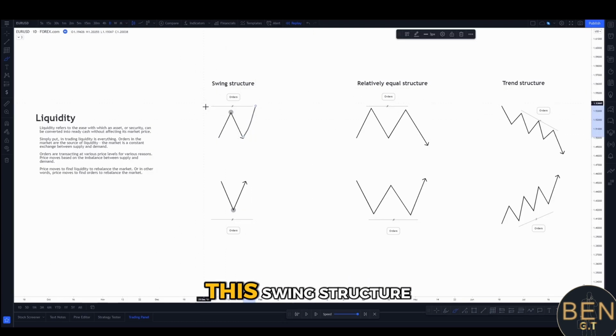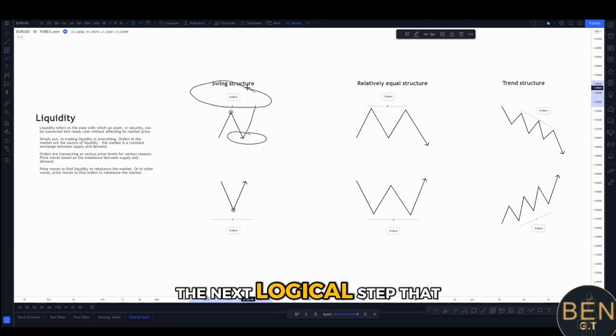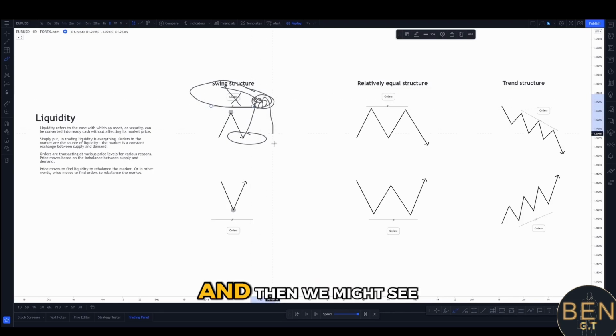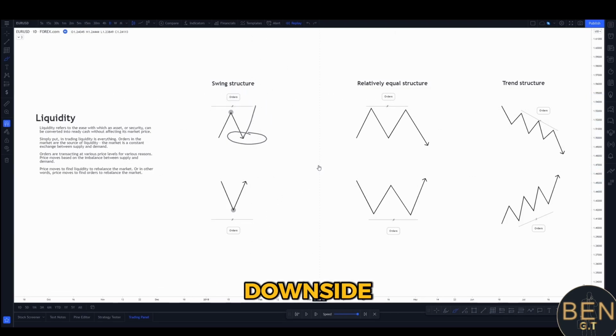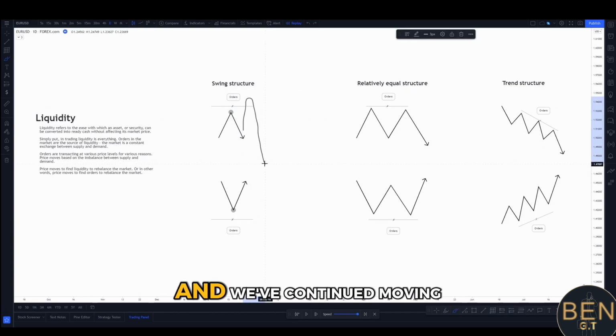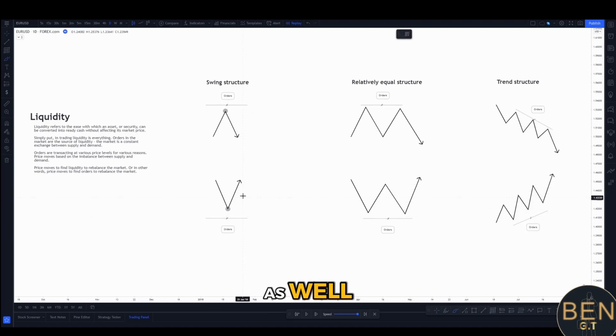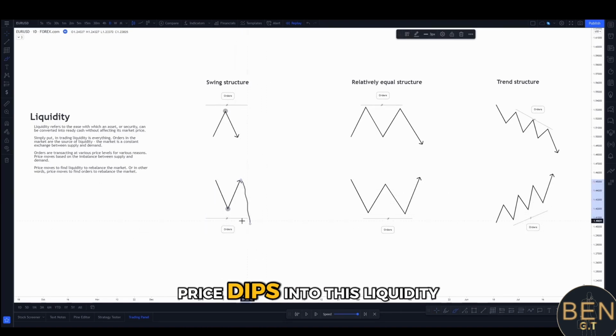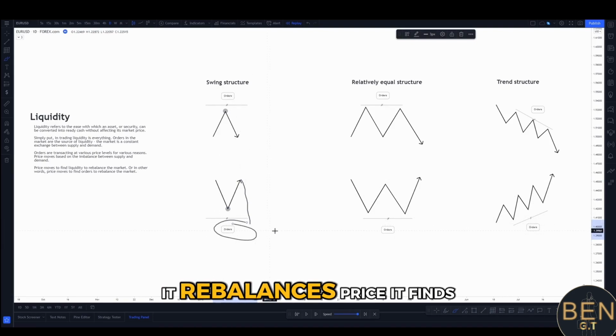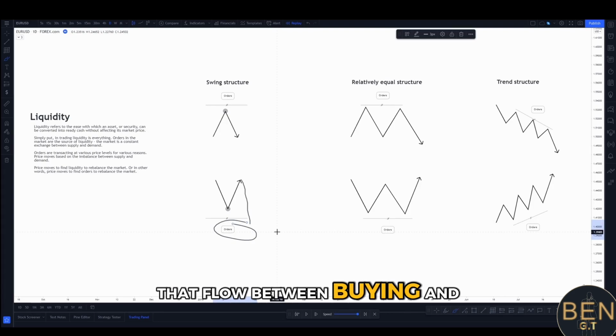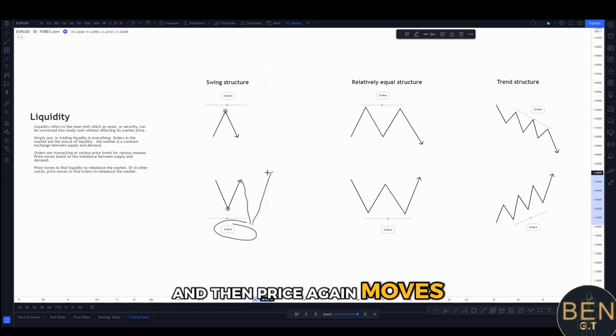So in this case, with this swing structure, this swing high, once we get some sort of imbalance down here, the next logical step that price is more than likely going to go when there's an imbalance is to where more orders exist. It'll tap into that, it'll rebalance price, and then we might see a move back to the downside, because price has facilitated that imbalance and we've continued moving. And it's the same thing with this swing low here as well. We get an imbalance, price dips into this liquidity pool or this large pool of orders. It rebalances price. It finds that flow between buying and selling, and then price again moves in the opposite direction.